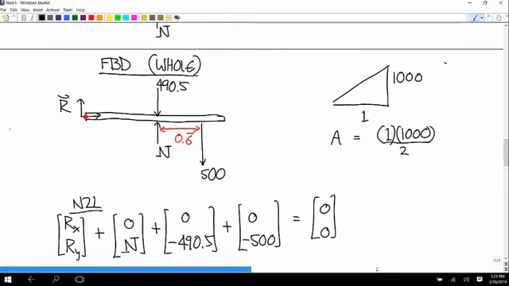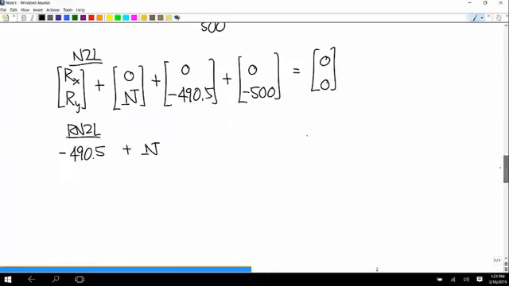And then the 500, what's its moment arm? 1.6 repeating. The magnitude's 500. And is that clockwise or counterclockwise? Clockwise, so that's minus 1.6 repeating times 500. And that's everything, so this is equal to 0.